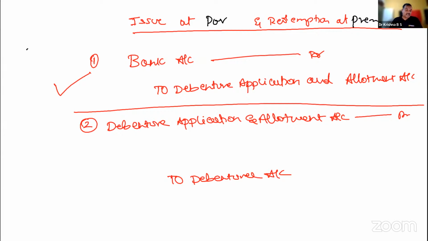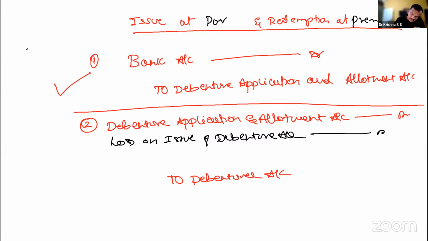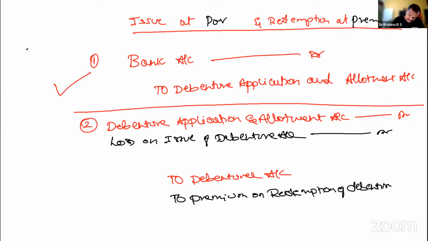Redemption at premium. Again, the first entry is the same: bank account debited to debenture application and allotment account. Next, debenture application and allotment account debited, loss on issue of debentures account debited, to debentures account, to premium on redemption of debentures account. These are the 2 entries that are going to be added. I repeat the entry. Okay, please copy it.